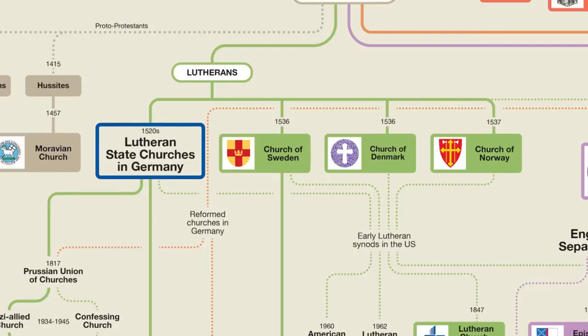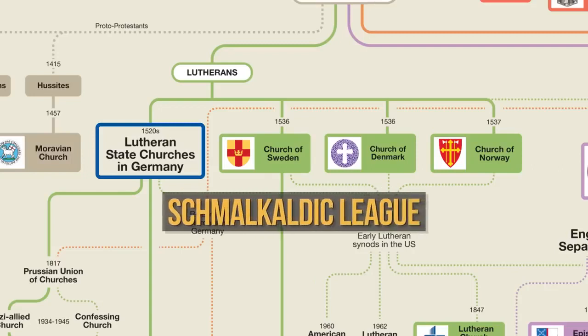Now, one thing I want to make clear is that the new Protestant states did not shut down all the Catholic churches and open new Lutheran ones. Priests and churches that were previously Catholic simply became Lutheran, and more reforms and changes were implemented over time. Two of the earliest German states to embrace Lutheranism were Saxony and Hesse. They eventually formed a military alliance called the Schmalkaldic League to defend themselves against the Catholic Emperor.